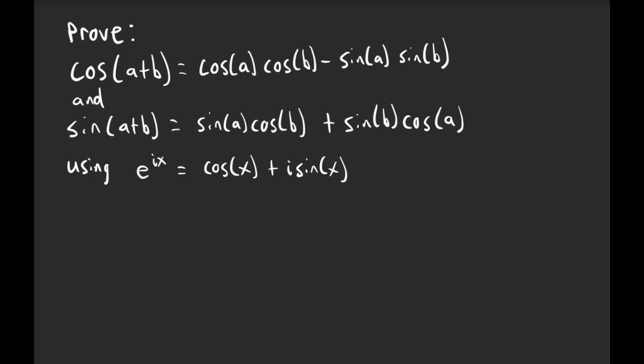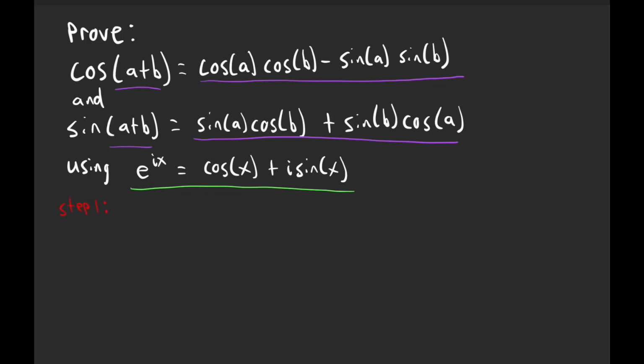In this video, we're going to prove the compound angle theorems for sine and cosine. So these are the theorems. Let's tackle this using Euler's equation. So e to the ix equals cosine x plus i sine x. And that's proved by some smart guy like 200 years ago or whatever.